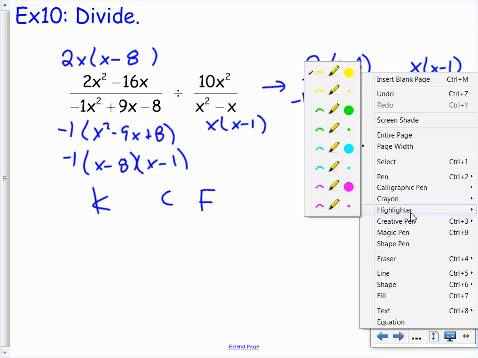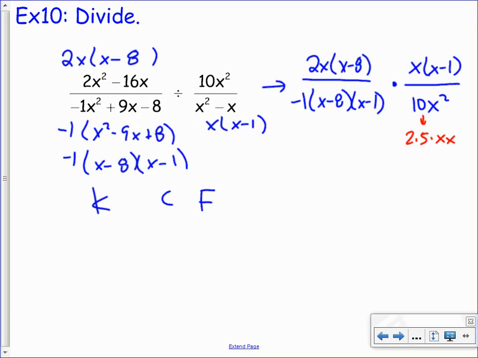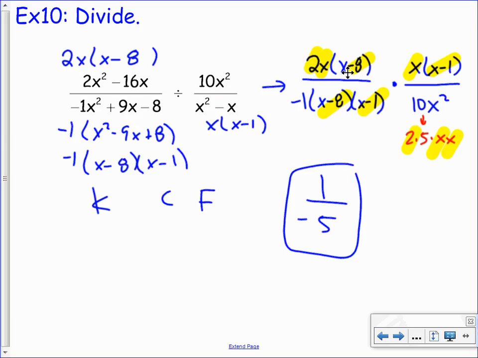Here we go. Highlighter. I see an x. I see another x. And x minus 1. X minus 8. Flip the answer. 1 over 5. That's it. Woo! That's it. Simplify.